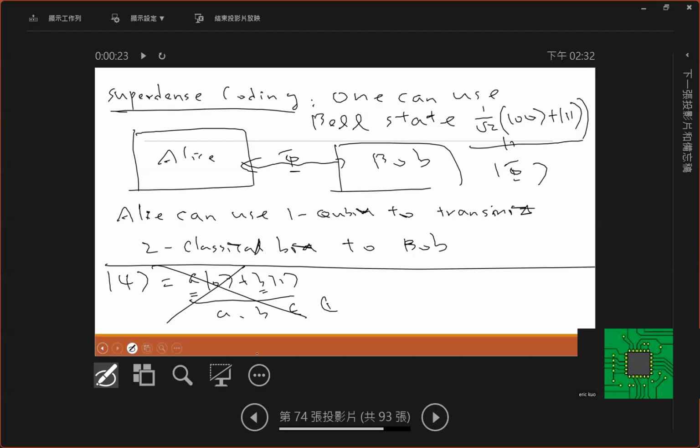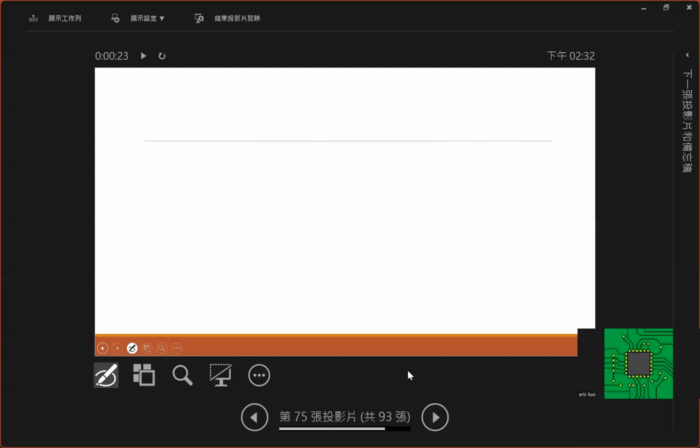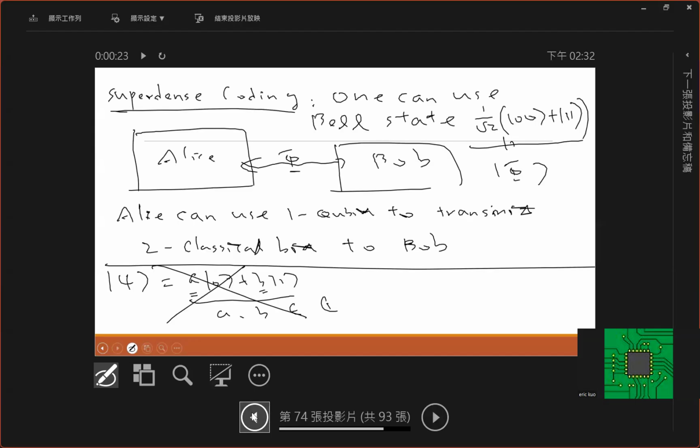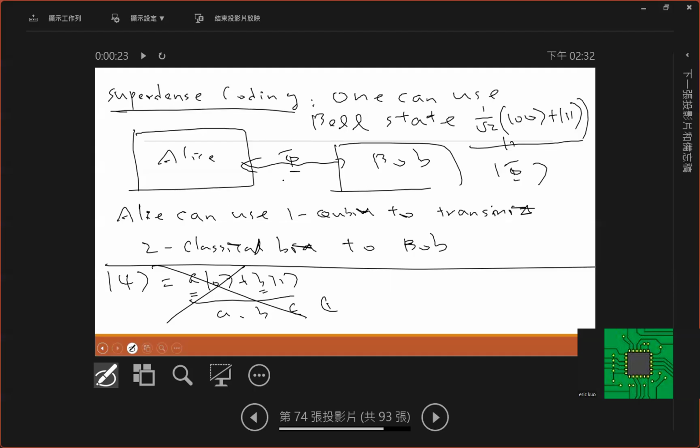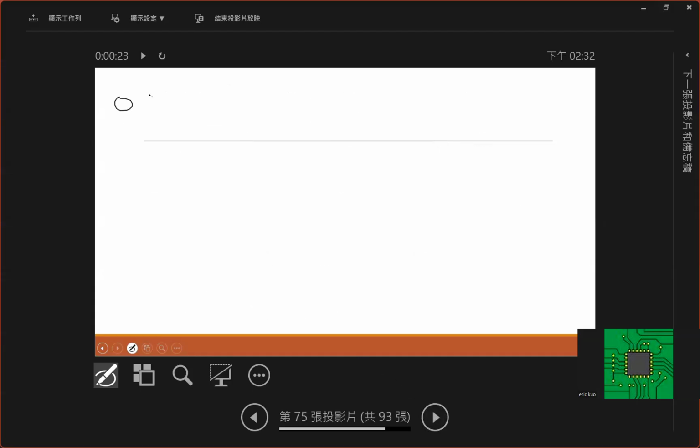Okay, so let me just quickly say how to do this. This is trivial. It's simple, right? The starting point is that Alice and Bob share a Bell state, 1 over square root 2 times |00> plus |11>. If Alice wants to send 00 to Bob, then Alice just does nothing to the state. And if Alice wants to send 01 to Bob, then Alice just takes the X. Oh, sorry, let's say takes Z.